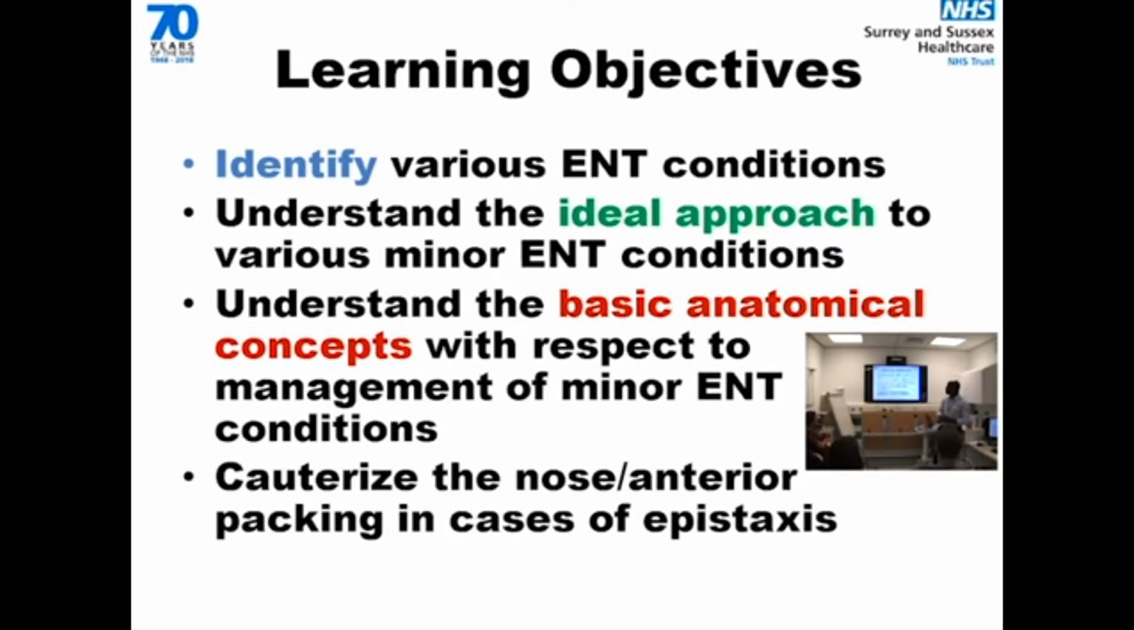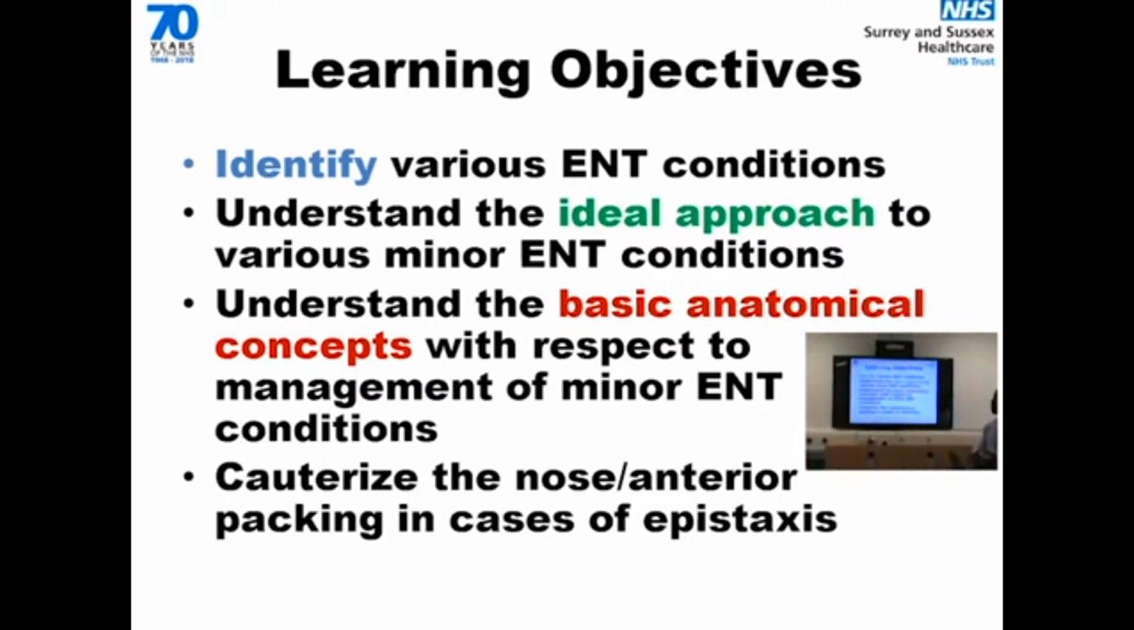So our first objective is actually to learn to identify various ENT conditions, to understand the ideal approach to these various minor conditions. Some of them are major, some of them are minor. It all depends. Then to understand the basic anatomical concepts. For each section we'll be dealing with, we would look at just what the anatomy looks like, what we expect to see when you see that of a normal person, so that you'll be able to appreciate what happens when it's actually a deviation from normal.